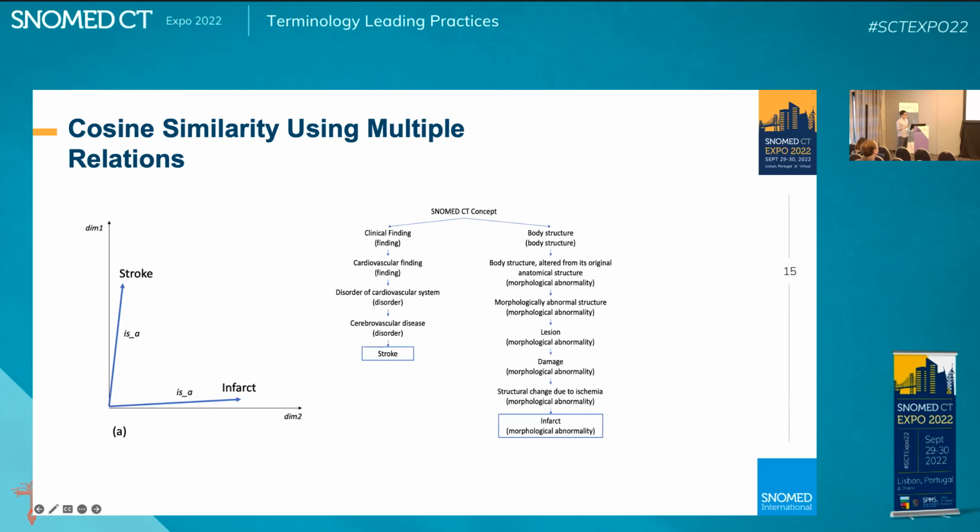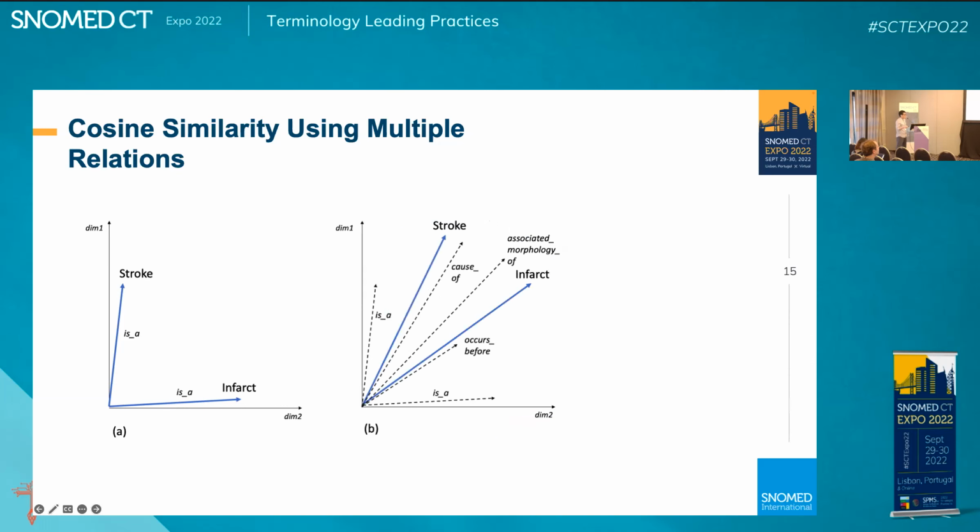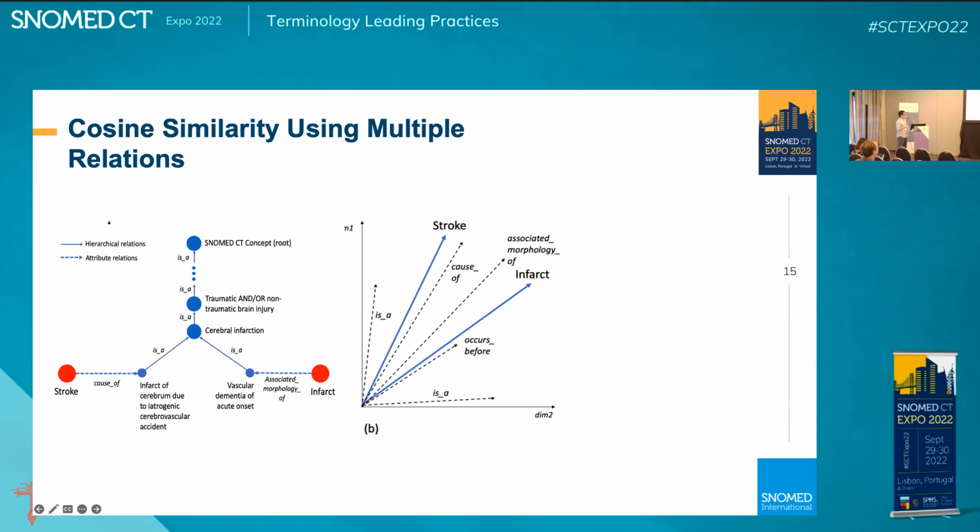So what is happening behind the scenes is that when stroke and infarction are represented as two vectors in vector space using IS-A relations only, the angles are quite wide because the two concepts are at a very high level of the hierarchy in SNOMED CT. But when we make use of other attribute relations, the cosine angle gets closer because the value concepts of each defining concept are at a lower level of the hierarchy.